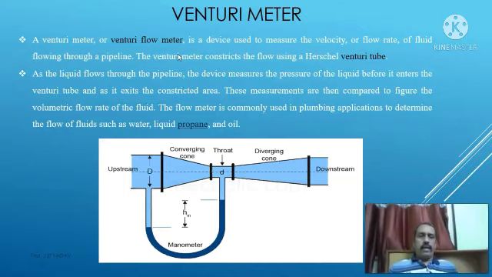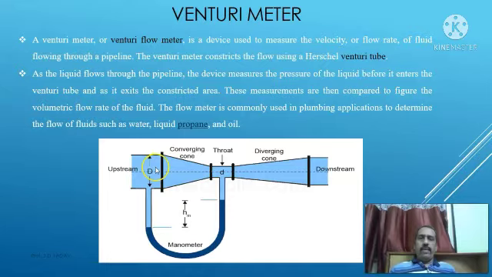Now just see the diagram. So in this diagram, your Venturi meter is divided into different parts. Upstream section, where your diameter is shown by capital D, then the converging cone, then the throat, where the diameter of this equipment is very less, shown by small d, then the diverging cone, and lastly the downstream section. Now upstream section and throat are connected by a manometer.